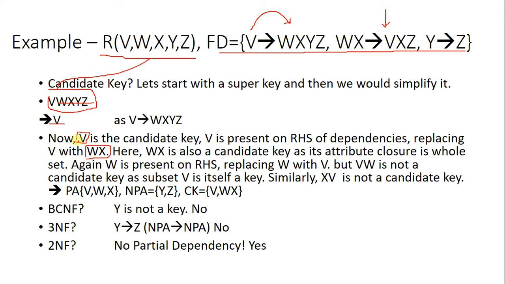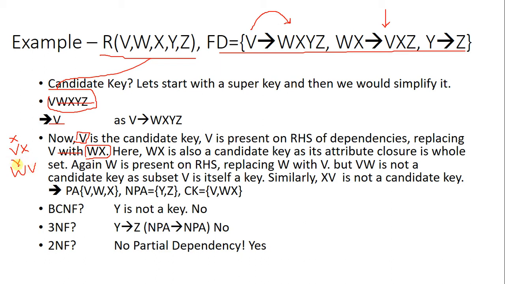Next we see we have W on the right hand side here. Yes, W is here on the right hand side. So if you replace W with the left hand side, that is V, we will get Vx. And Vx is not a candidate key because its subset V is already a key. Next you replace X with its left hand side, and that is again V. So WV is again not a candidate key because its subset V is itself a candidate key.